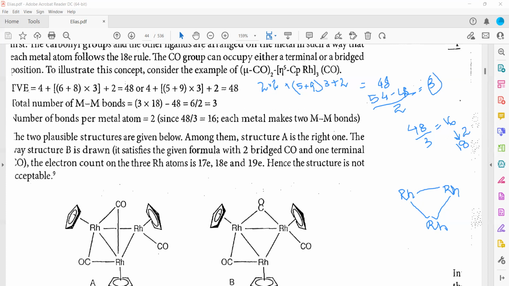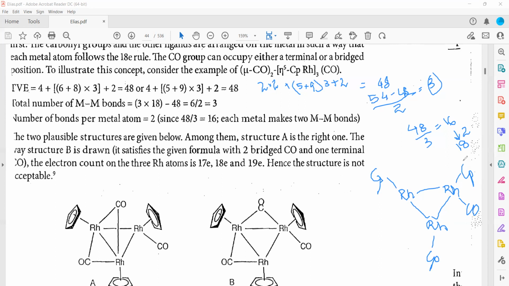Okay, but in that case you need to calculate. So let us first go with the simple one. There is Cp. So this Cp ligand is on all three rhodium. Okay, there are 3 Cp, so let us draw 3 Cp. Now there is one terminal carbonyl. So draw one terminal carbonyl on any one rhodium, and let us leave the other 2 carbonyls for later, like after 1 minute we will draw that.